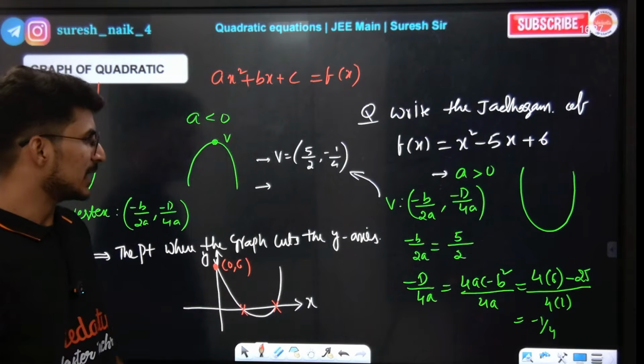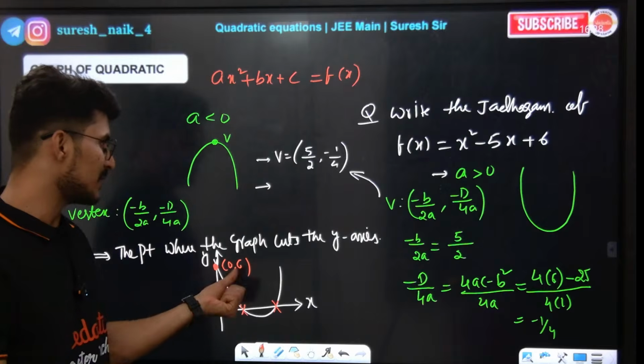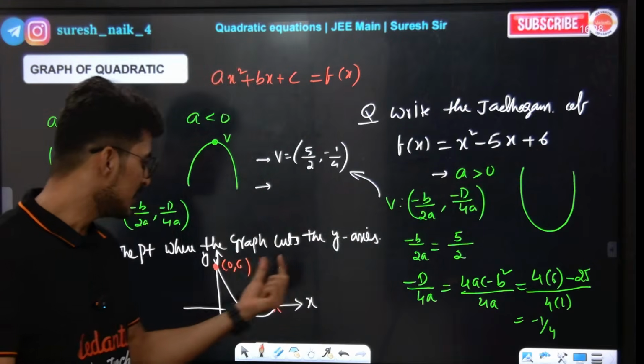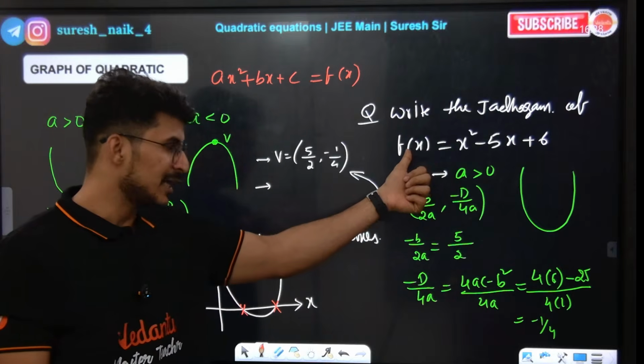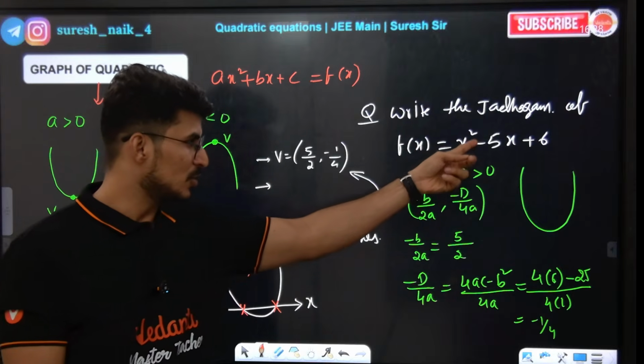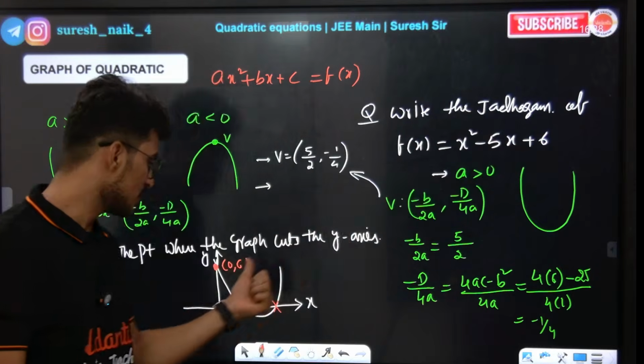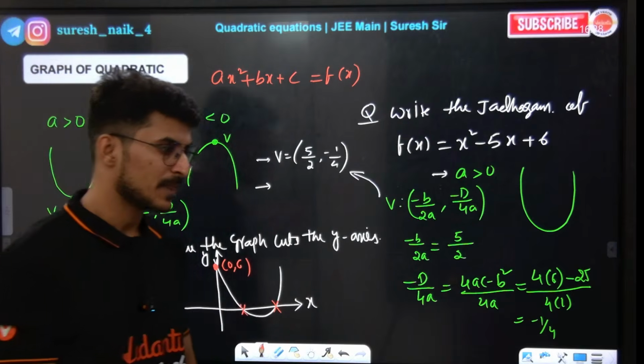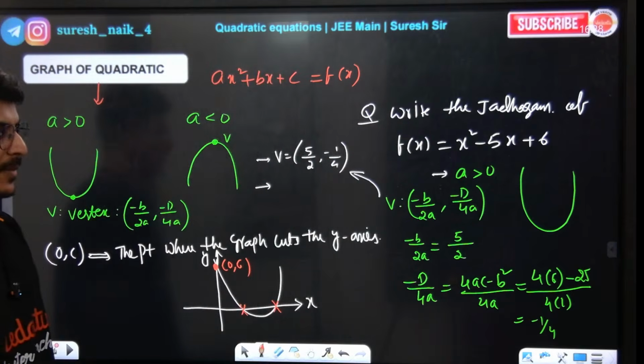Sir, I have a doubt. How? For example, if the x value is 0, then the y value 6 will come. If x value is 0, what will f of 0 be? It will be 0 plus 0 plus 6, so y is equal to 6 here. Are you all getting the point or not? The vertex is 5 by 2 comma minus 1 by 4.